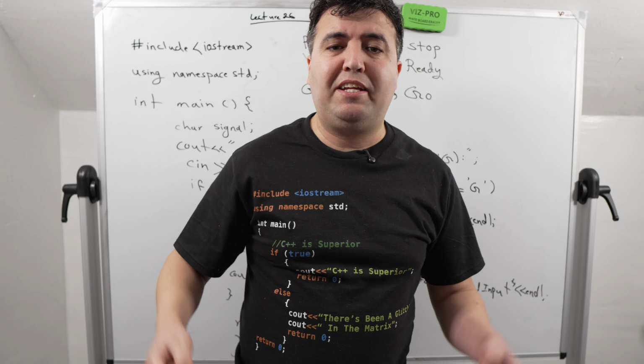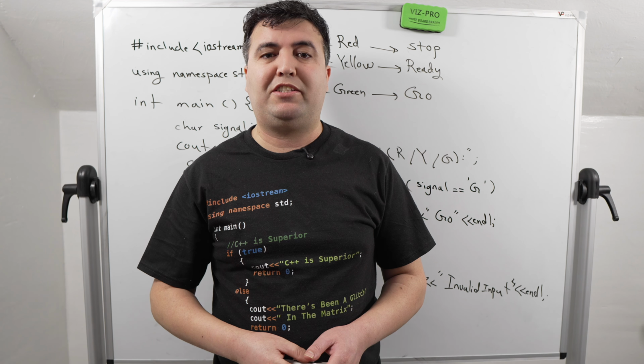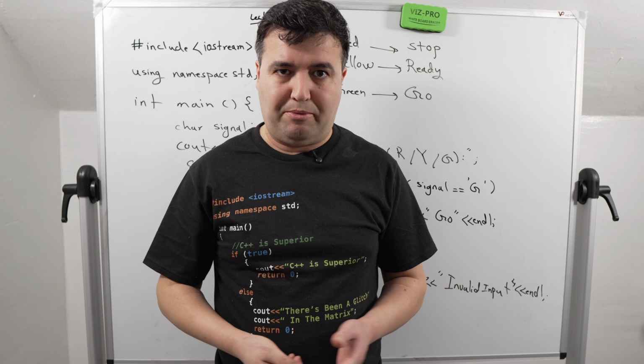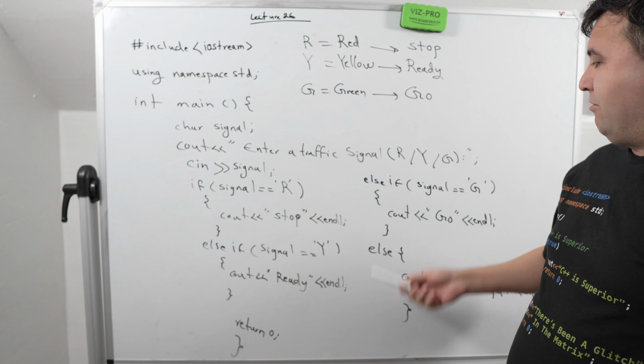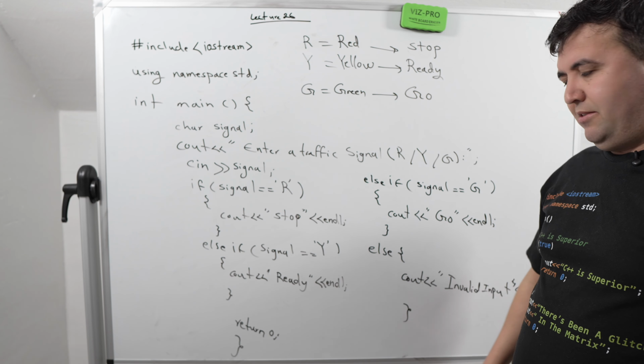So this was a simple traffic signal system, and we implemented this program using if else statements. Why? Because we have multiple conditions to check. We have to check for red, we have to check for yellow, we have to check for green. So we have multiple conditions, and that's why we implemented this program using if else statements in C++. Now it's time for practice. Let's go and write this program on our computers.